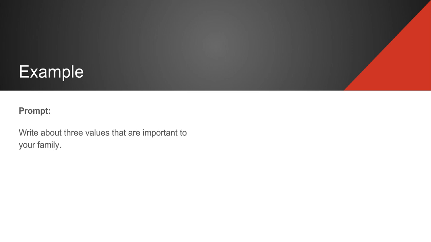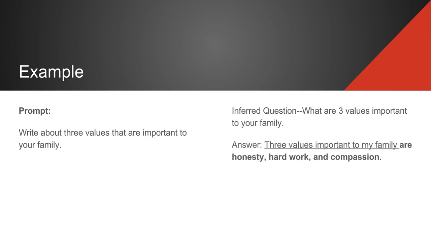One more example, because sometimes prompts don't come in the form of questions. "Write about 3 values that are important to your family." This is an inferred question, so you need to restate it with a "What are 3 values important to your family?" and then you can restate the question in the form of an answer. "3 values important to my family are honesty, hard work, and compassion."